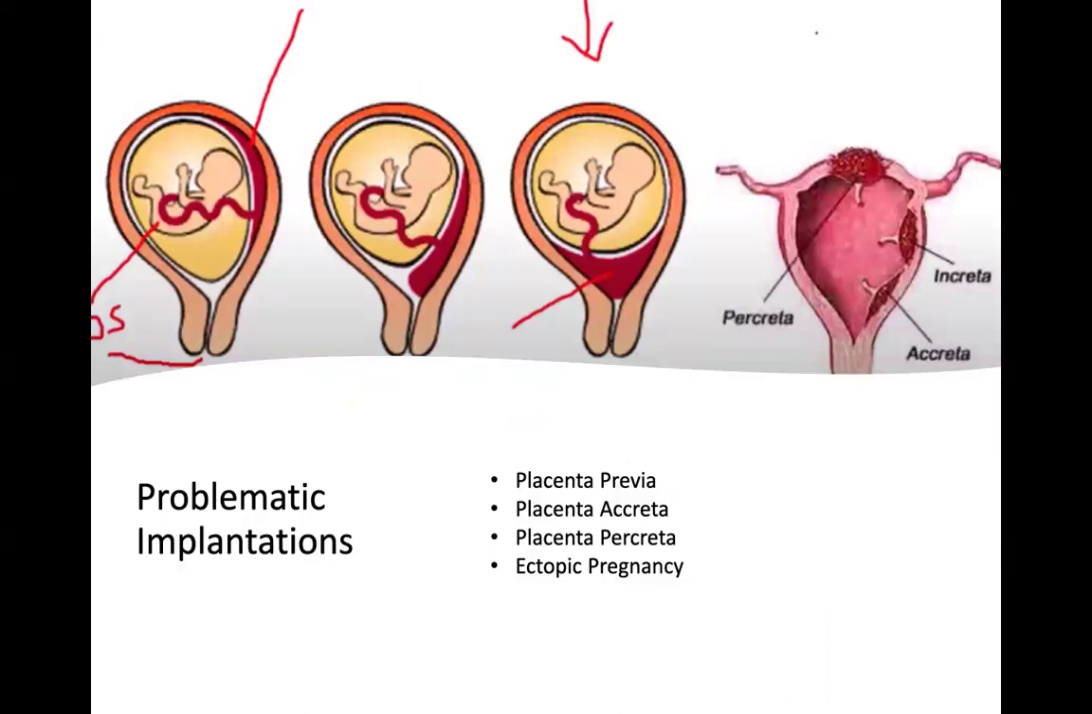So then we have problematic implantation. We have placenta previa, where the placenta attaches on the lower part of the uterus, covering the opening of the cervix. It results in bleeding and premature separation of the placenta, often requires bed rest, and needs a cesarean to protect mother and baby. Then you have placenta accreta, where the placenta attaches too tightly to the uterine wall and cannot detach after birth. If it did, it would cause massive hemorrhaging for the mother. Then you have placenta percreta, where the placenta grows through the wall of the uterus, potentially to nearby organs.